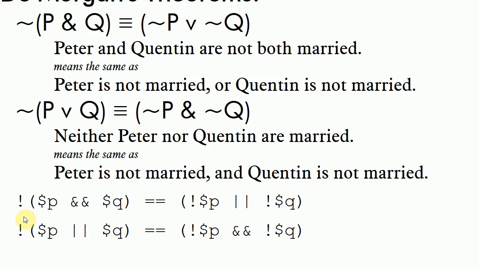And so what you can write like this, you can also write like this. And what you can write like this, you can also write like this. So this is the negation of P and Q. That's the same as the negation of P or the negation of Q. And here we have the negation of P or Q, which is the same as the negation of P and the negation of Q.